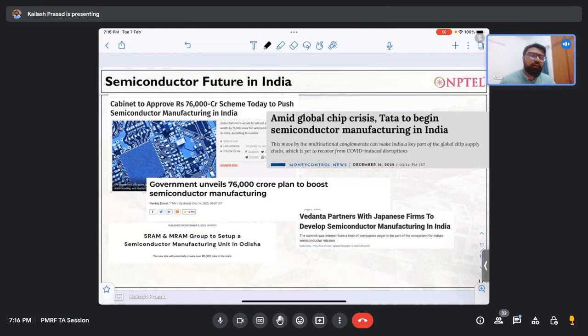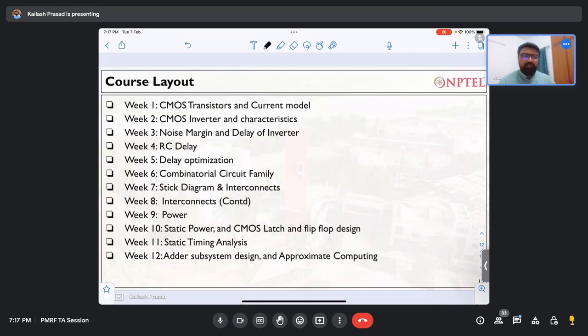Okay, so in the next 5 to 10 years, the semiconductor ecosystem in India will grow exponentially. So this is a motivation for you guys if you are in the semiconductor field, or if you are aspiring to be in the semiconductor field, this is the right time to do so. Okay, so then I will move to the course layout.